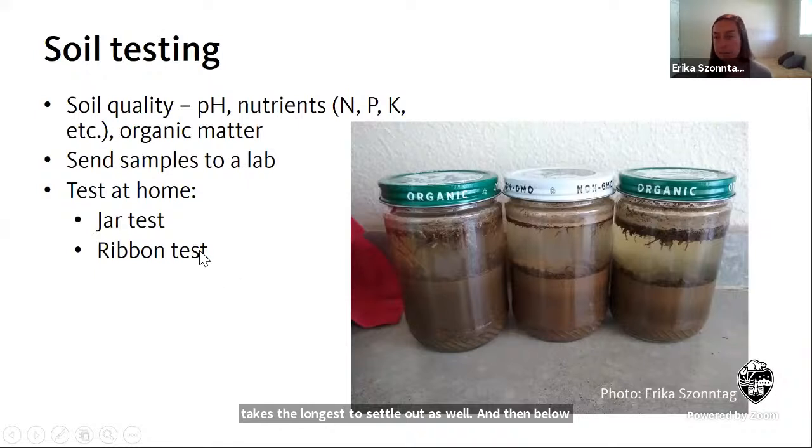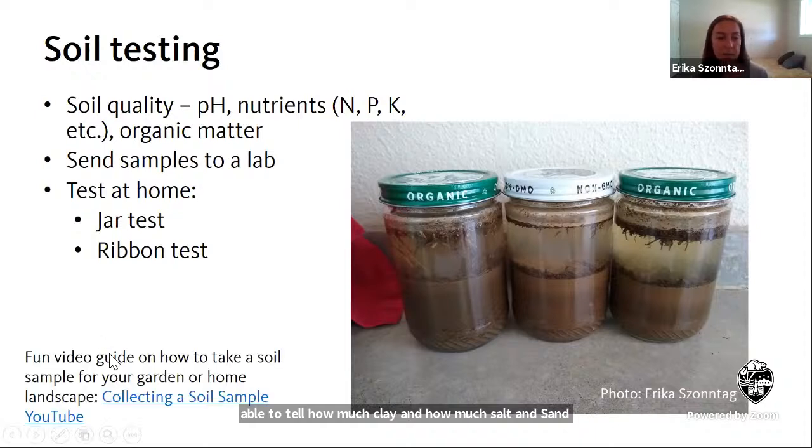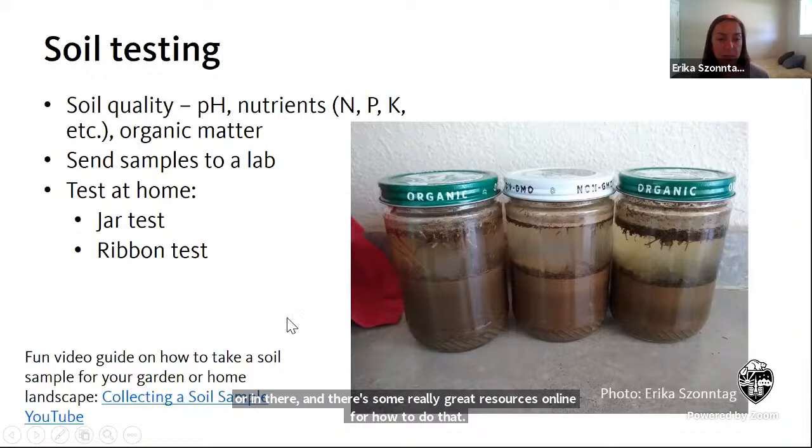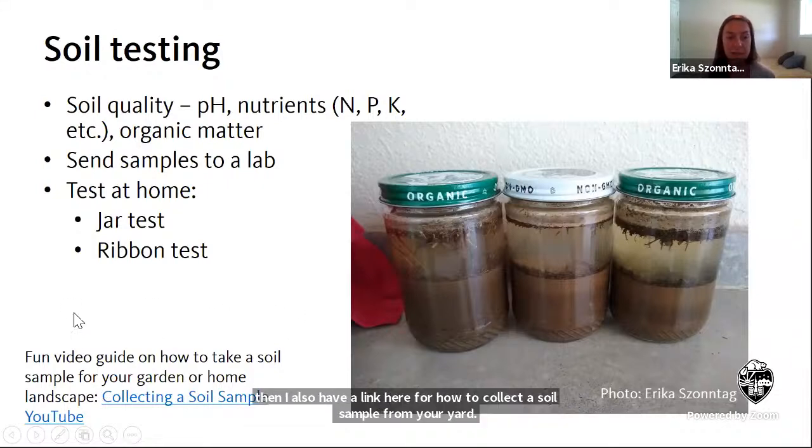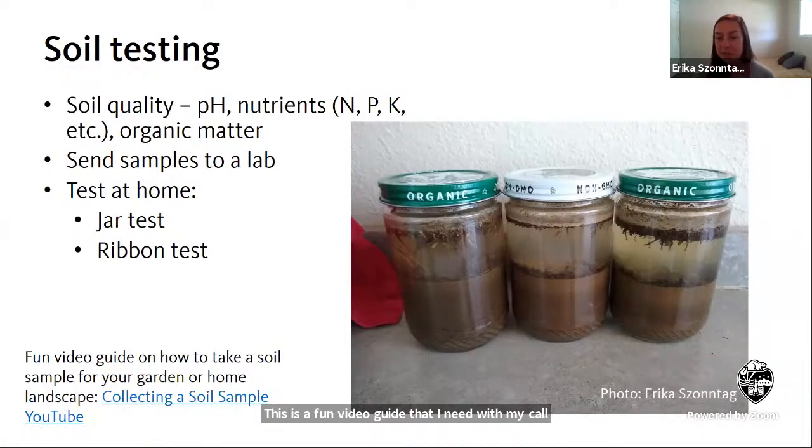And conversely, there's the ribbon test that you can do where you wet some soil and roll it between your palms to get a ball. And then when you press it between your thumb and forefinger, depending on how long that ribbon becomes, you'll be able to tell how much clay and how much silt and sand are in there. And there's some really great resources online for how to do that. And then I also have a link here for how to collect a soil sample from your yard. This is a fun video guide that I made with my colleague when we taught a class on how to take soil samples.